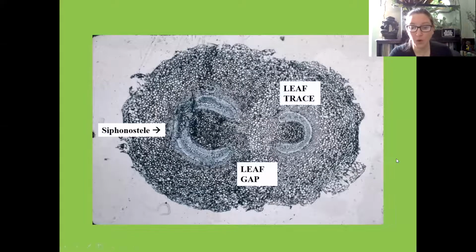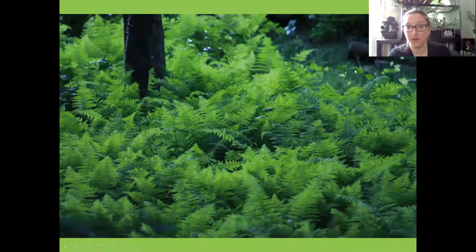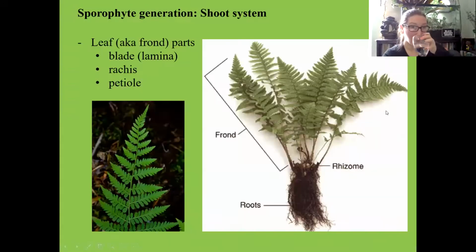Cool. Okay. So these are ferns, just to remind you what we're talking about in the first place, because it's all this siphonostele stuff. Yes, pretty ferns. So, the sporophyte generation of the ferns, right? The shoot system is what we'll focus on first. And we just learned this thing, megaphyll, aka leaves.